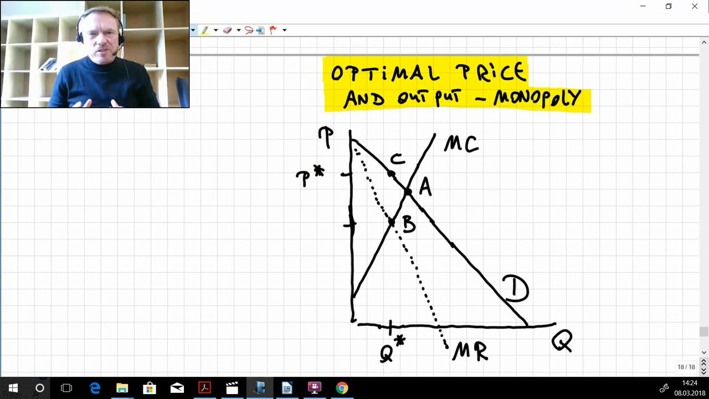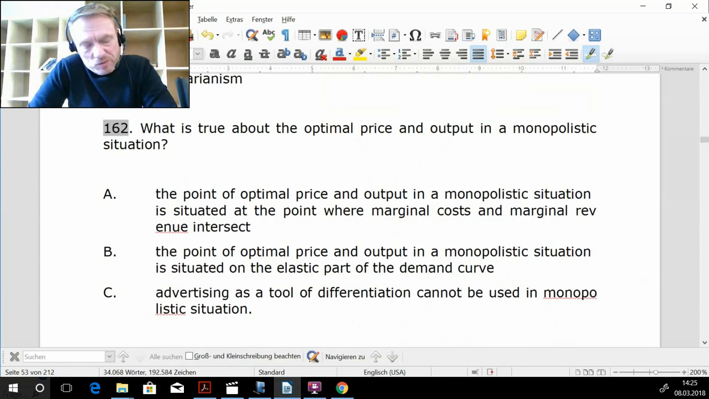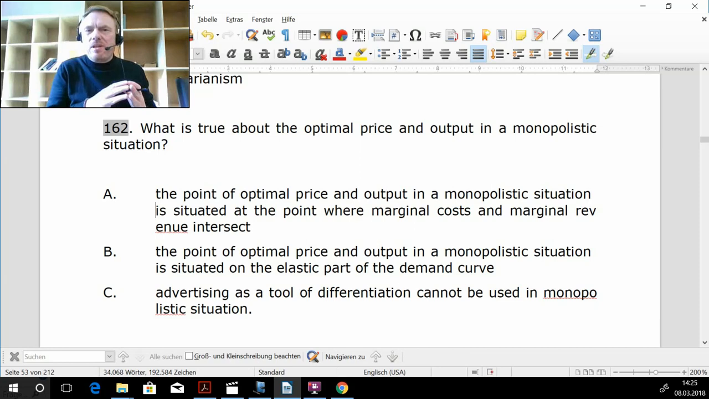So the optimal situation of a monopolist is P star and Q star, of course. The optimal quantity Q star, the optimal price decision P star, which all in all, if we take a look again at question A, question 162 of those mock exam questions, the point of optimal price is situated at the point where marginal cost and marginal revenue intersect is not true at all. It would be true if we took a look only at the quantity, but it's not true if we take a look at the price. So A is wrong. A, unfortunately, is wrong.